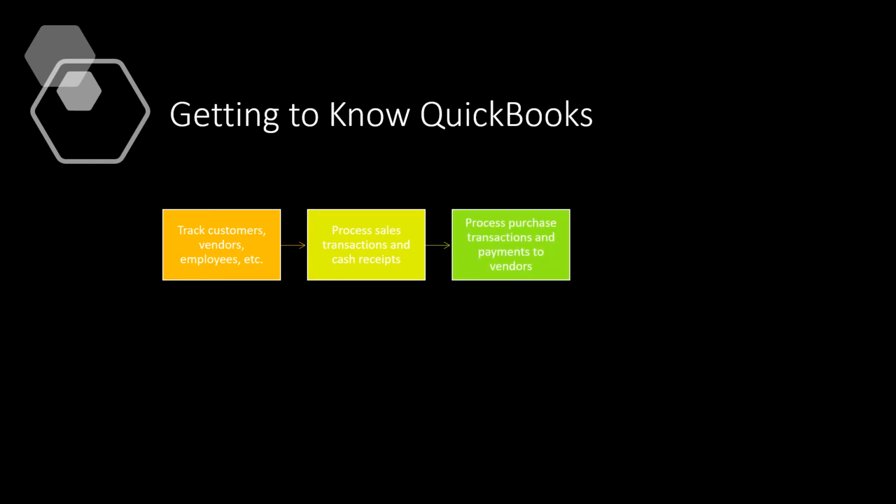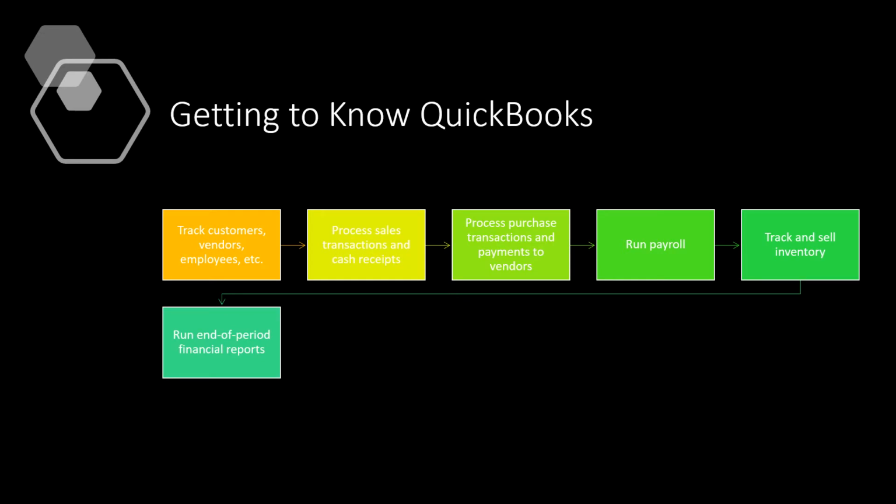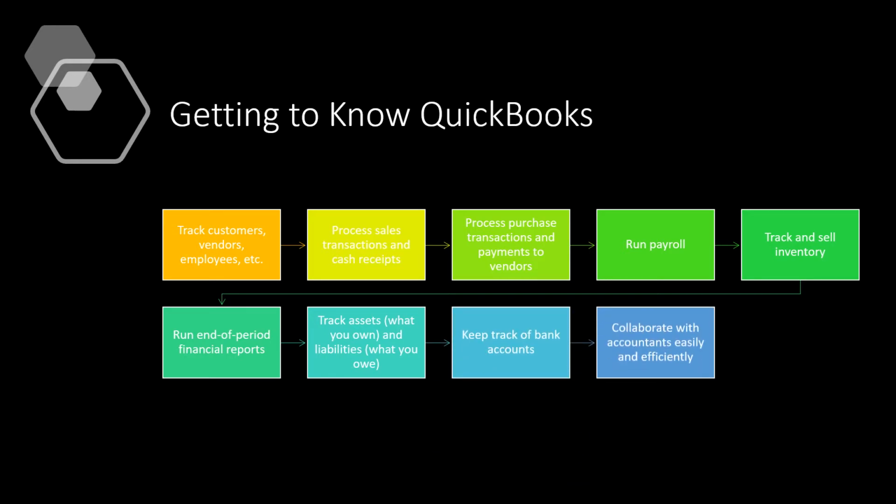Getting to know QuickBooks. QuickBooks is a software program that allows companies to keep track of customers, vendors, employees, and other essential entities, process sales transactions and cash receipts, process purchase transactions and payments to vendors, run payroll, track and sell inventory, run end-of-period financial reports, track assets, what you own, and liabilities, what you owe, keep track of bank accounts, collaborate with accountants quickly and efficiently.